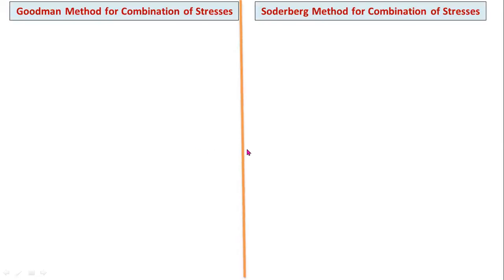Now I am going to explain the basic difference between the Goodman method and the Soderberg method. Here this is the final expression for Goodman's method. Here we are considering ultimate tensile stress, that is sigma U, whereas in the Soderberg method, we are considering yield stress, sigma Y. This is the main difference between the Goodman and Soderberg methods. That is the first difference.